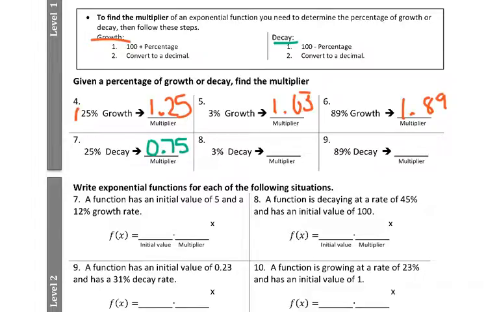So 100% minus 3% is 97%. Turn that into a decimal, and we get 0.97. Oh my gosh, my stylus is making me angry. I'm going to try to use my finger, but it's going to get even uglier. Okay? 100% minus 89% is 11%. Turn that into a decimal, and we have 0.11.